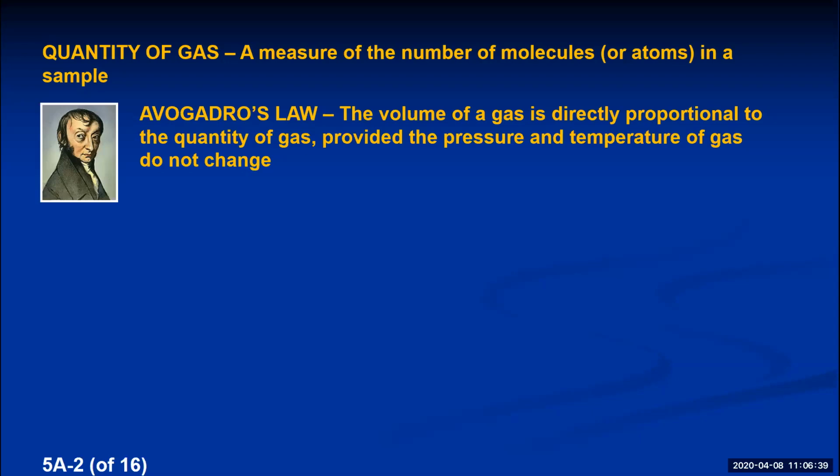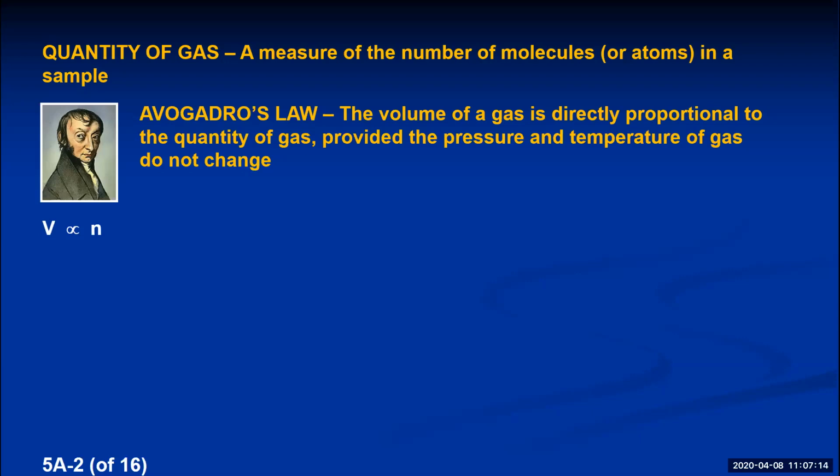So this last part of this definition says, provided the pressure and temperature of the gas do not change, holding those constant, Avogadro, who was a fine-looking man, showed that the volume of a gas is directly proportional to the quantity of gas. If we want to write that algebraically, we would say volume is proportional to the quantity. That little symbol there is a proportionality sign, which you may have seen back in your geometry days when you're doing similar triangles. They use that to represent triangles being similar as well.